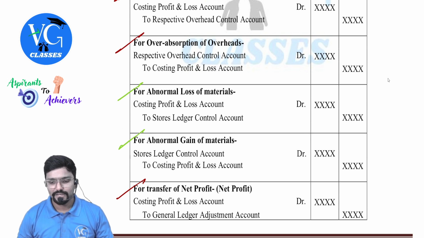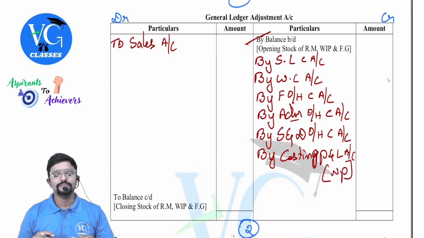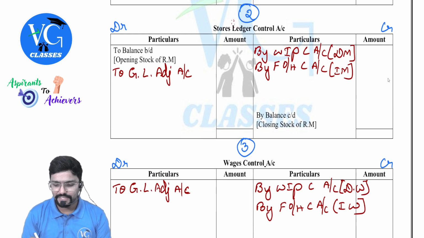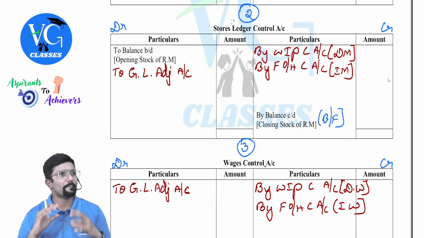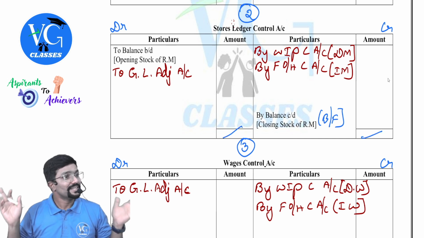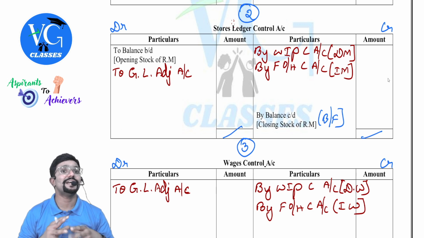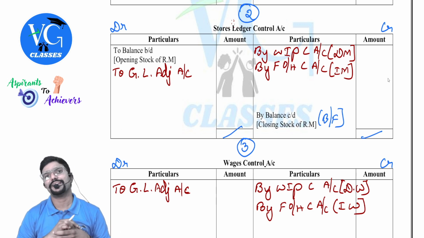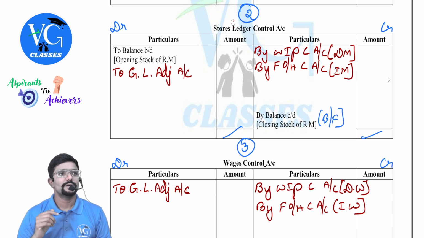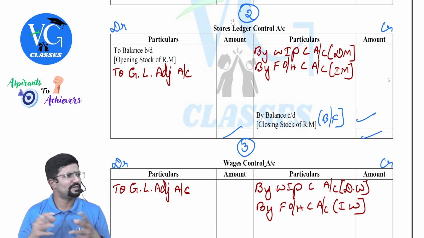Now come to the accounts. We will close them one by one. First, the stores ledger. Normally, this will be the balancing figure. But listen here: if the closing balance is already given in the question, check whether it is tallying. If it is tallying, good. If not, then the balancing figure would be either abnormal loss or abnormal gain. Any of the two possibilities.